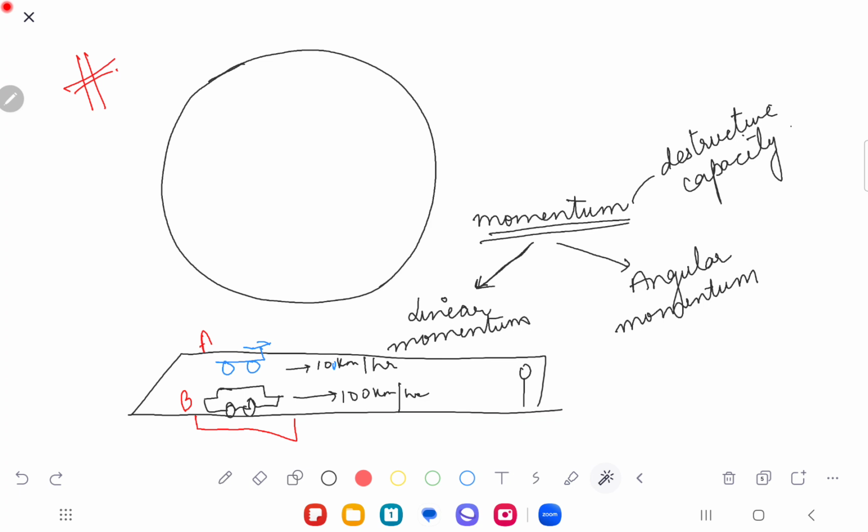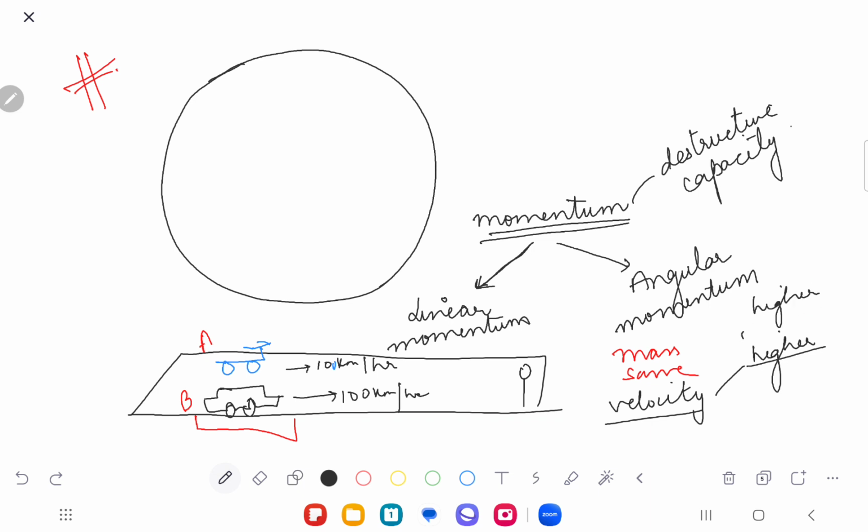Yes. So what did I do? I kept the mass same. I kept the mass same because the two cars were identical. But I changed their velocities, or I changed their speeds. So the one which has higher velocity would have higher momentum. Are you understanding my point? The one which had higher momentum had higher velocity.